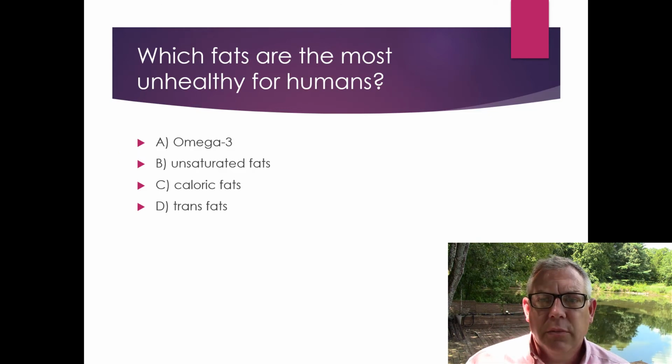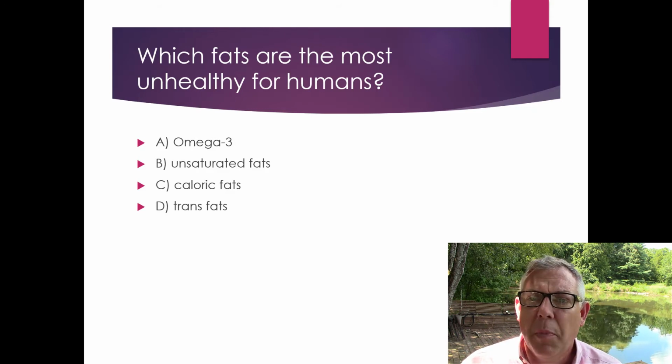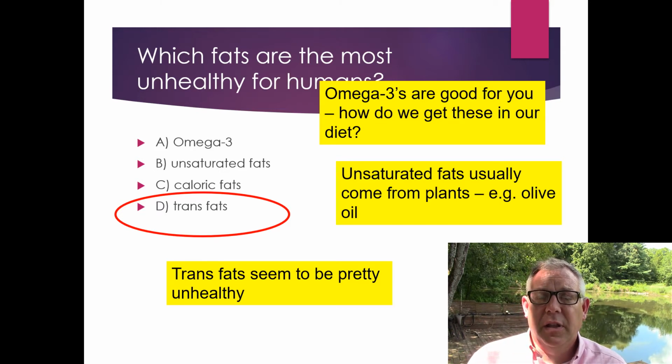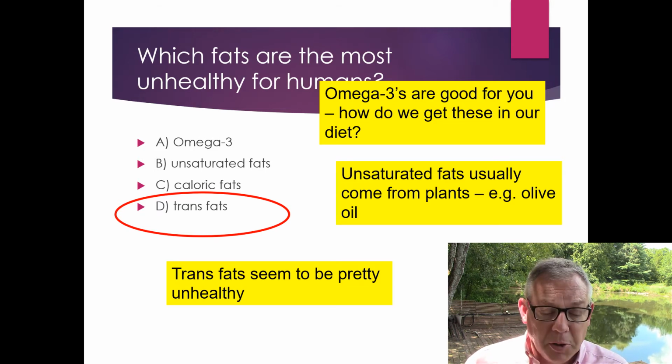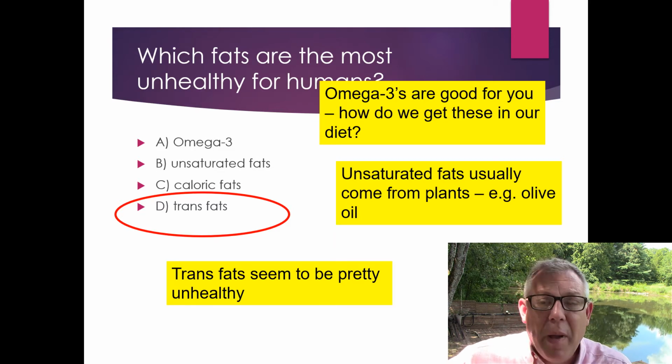Okay, so again, you're familiar with fats in your diet. Which fats are the most unhealthy for humans, based upon what you know about dietary intake? Well, it's probably the trans fats. Trans fats have been linked with cardiovascular disease, and they're pretty unhealthy for you. The omega-3 fatty acids, those are good for you, and so you want to increase them. Where do you get omega-3s from? Well, you get those from fish, so you should eat more fish, nuts, things like that.